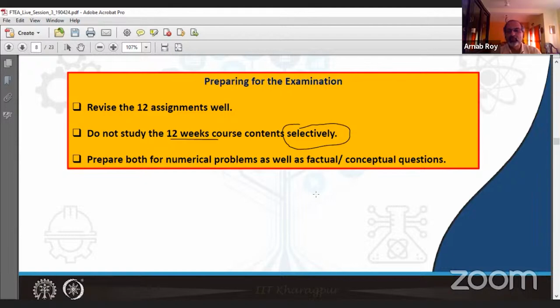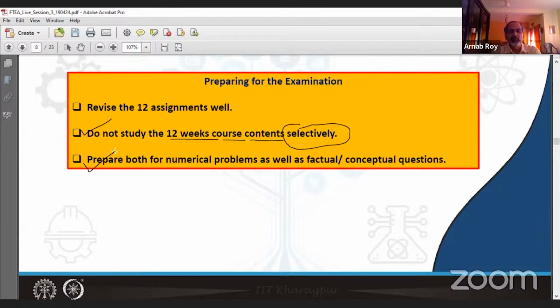So those could be your strong points, but you never know whether on the exam date you may find stiffer questions coming from those few weeks course contents and comparatively easier questions coming from other weeks which you left out. That's why selective study is something which is not encouraged. Please try to cover and revise your 12 weeks course contents as far as possible before you write the examination.